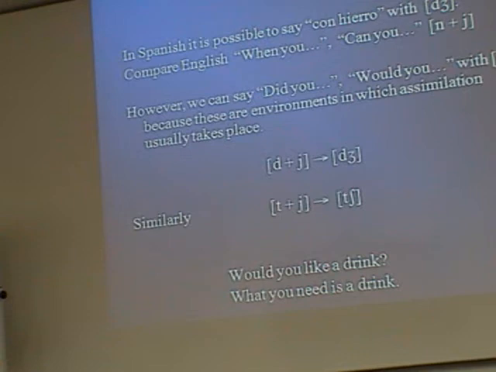Now, this leads to errors in English learners' pronunciation of Spanish. I've heard people, instead of saying cultura, say it with a ch sound, agricultura with a ch. You hear a ch sound creeping in because they're applying English assimilation practices to it.